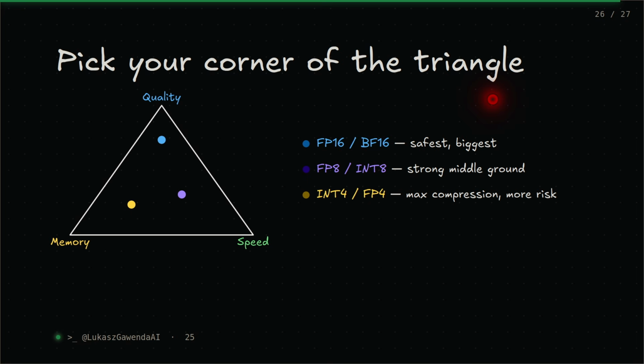We don't need a perfect number from the model everywhere. We just need enough precision for the specific task that we want to do. So you can choose which corner of this triangle you will want to use.